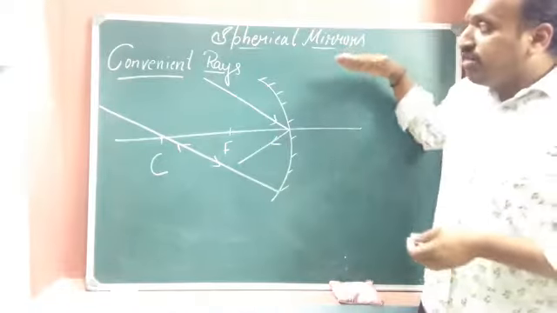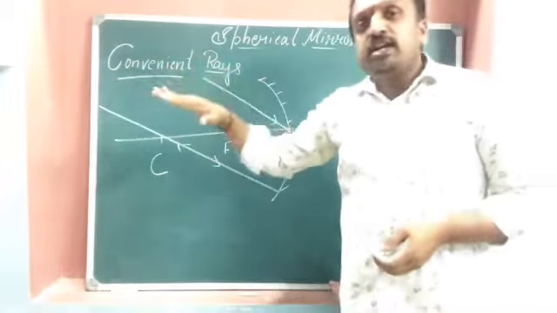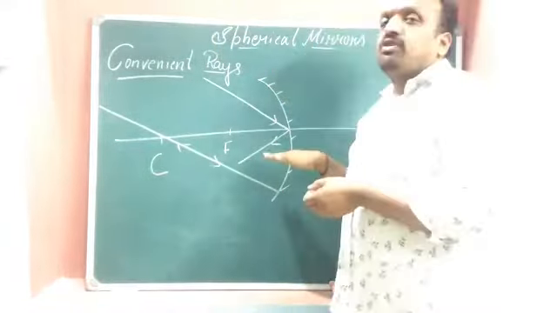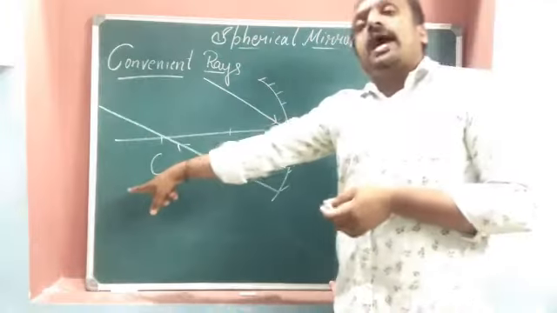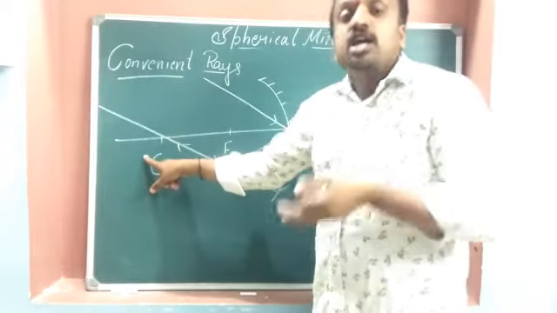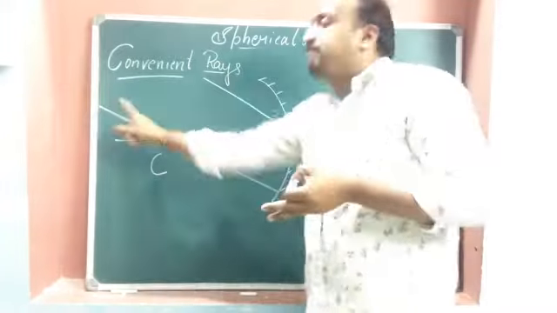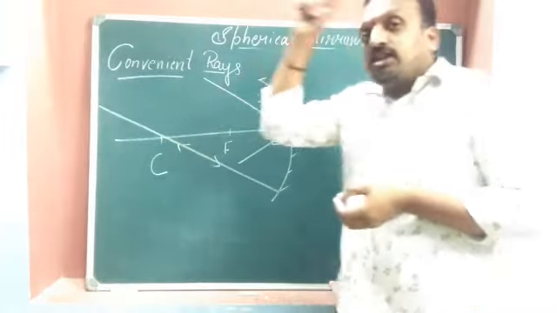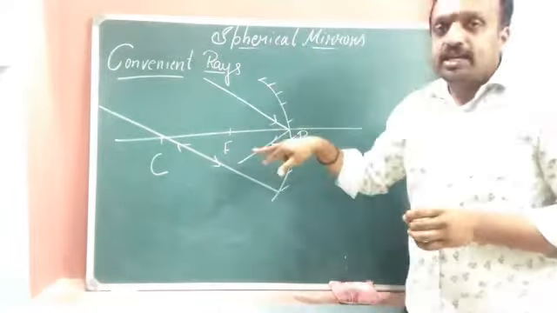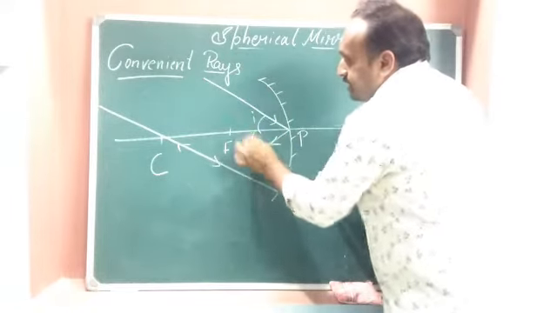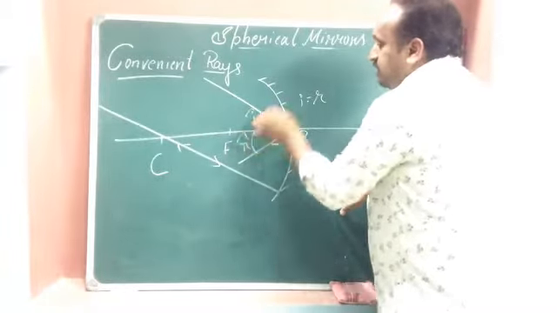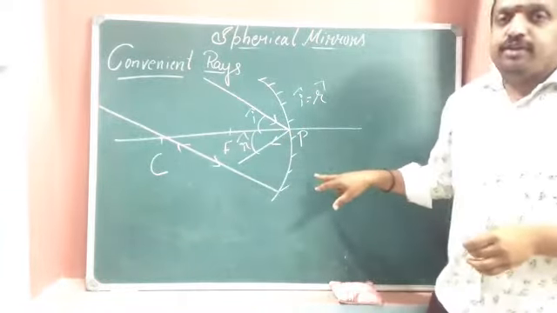That is, if the ray of light is parallel, after reflecting it passes through the focus. Or if it is already passing through the focus, after reflection it will be parallel. Or if it is moving through the center of curvature, it will pass without deviation, means it will reflect back in the same direction. And finally, when it is reaching at the pole, it will be oblique, making the same angle. So I and R, I is equal to R. That's all. Angle of incidence is equal to angle of reflection.